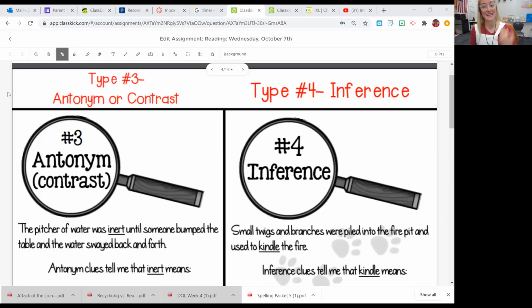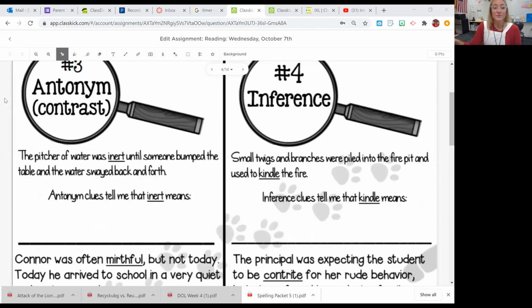Today, we're going to look at two new ones. The first one we are going to look at is antonyms inside a sentence. Antonyms mean the opposite. So for our first one, we're going to read through it using the strategy of saying blank when we come to an unknown word and looking for an antonym, a word that means the opposite.